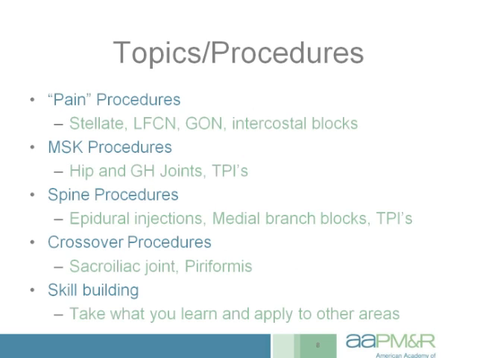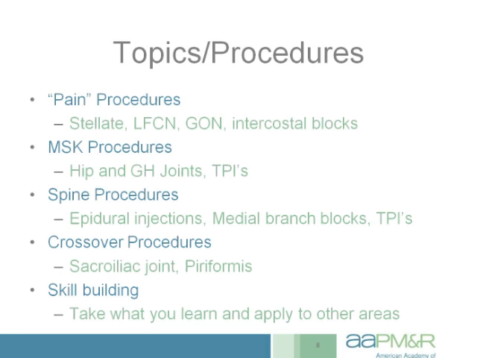So this is an outline of some of the topics and procedures we'll be covering. You can also go to the Academy website. We have a full course outline there as well, which will give you further information. And I basically want to break up these procedures into categories. Procedures that get that pain heading, so stellate blocks, lateral femoral cutaneous nerve, occipital blocks, intercostal blocks.